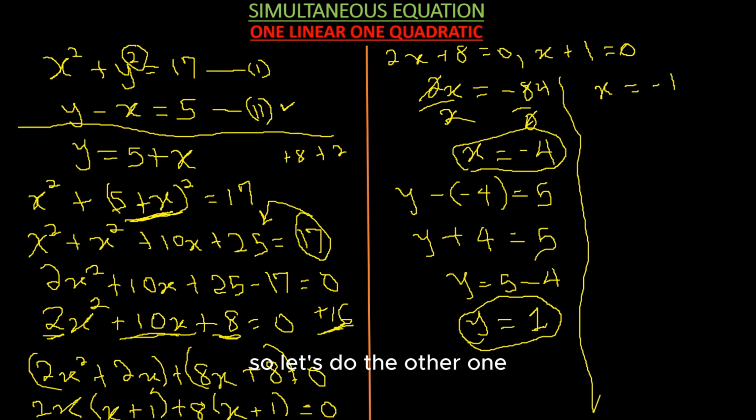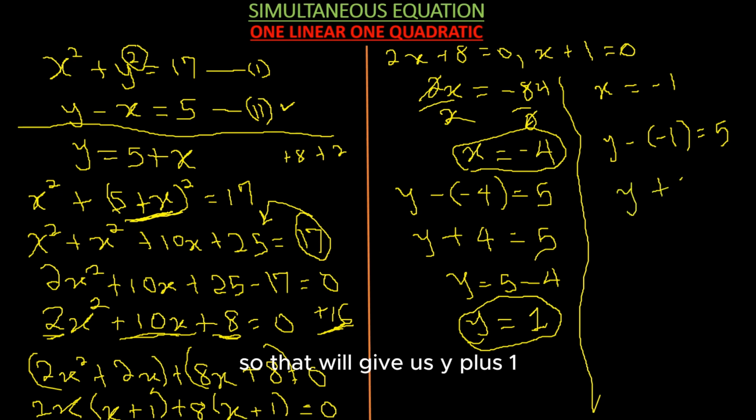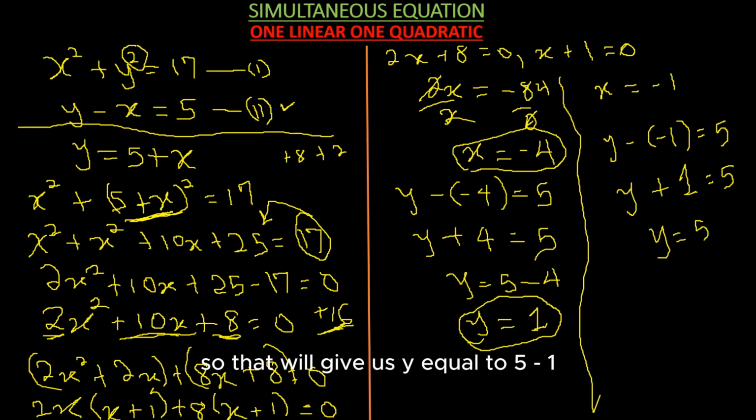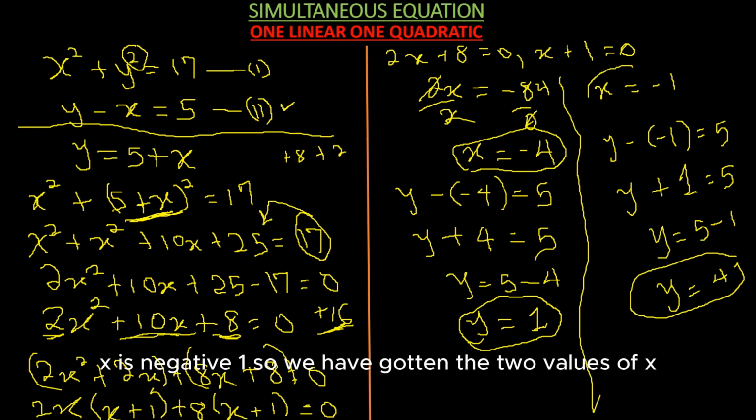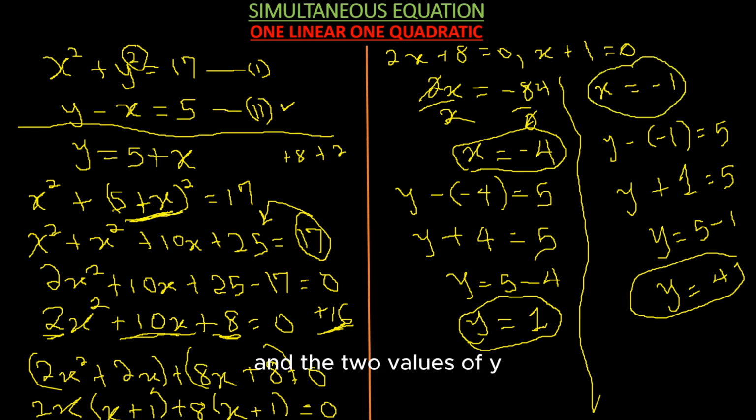So let's do the other one. We are substituting negative 1 for x in that same equation 2. So we have y minus 1 equals 5. So that will give us y plus 1 equals 5. So that will give us y equal to 5 minus 1. So our y is equal to 4. So that means when y is 4, x is negative 1. So we have gotten the two values of x and the two values of y.